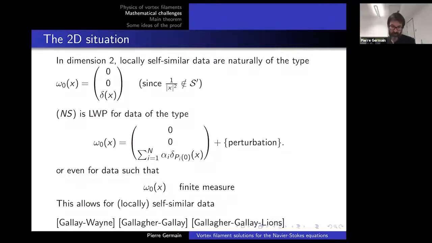There are a number of important works, Gallay-Wayne, Gallagher-Gallay, and Gallagher-Gallay-Lions, who proved various types of local well-posedness and uniqueness results for such data. So once again, in 2D, the situation is well understood. But in 3D, there are a lot of problems.